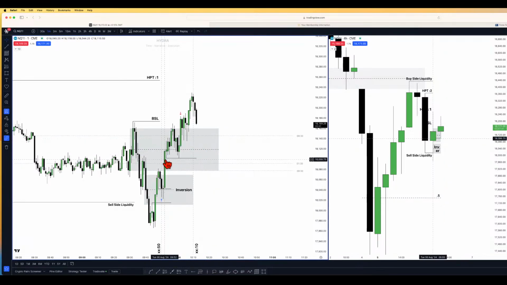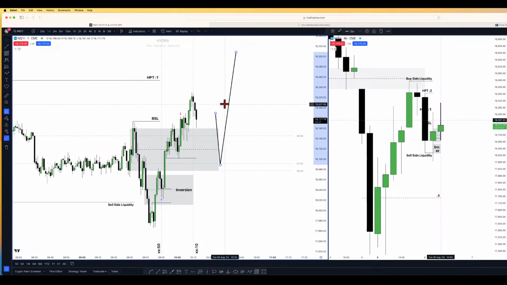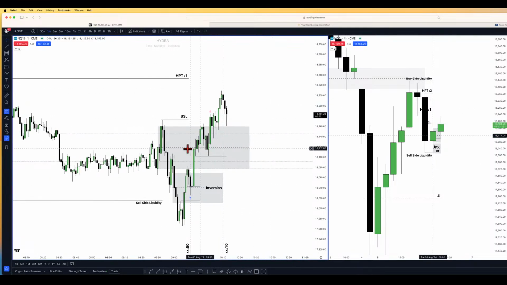Still expecting expansion, probably from here, as I showed you guys earlier. We still have high probability target 1 left, so very likely we're going to see the drop here and then a push higher. Let's say not interested to go for a long from the breaker, so that's why.